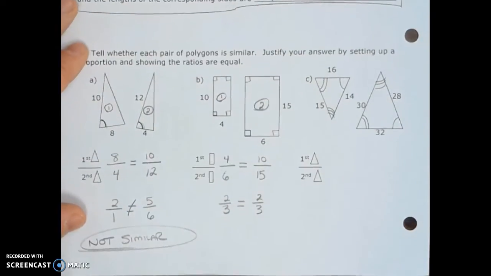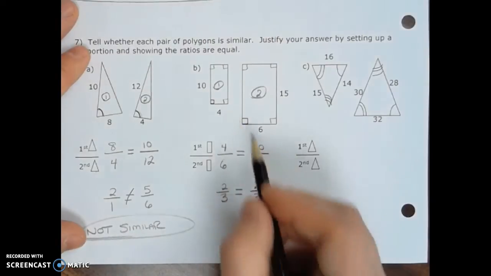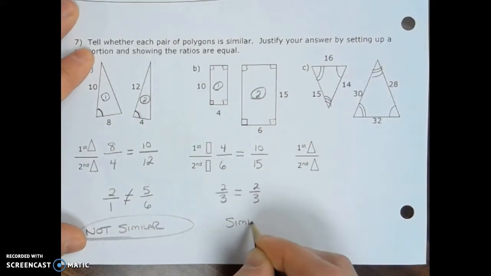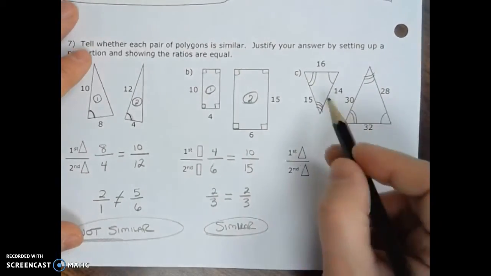These are equal to each other, so I know that the corresponding sides are proportional and the corresponding angles were congruent, so these two rectangles are similar. These are similar to each other. Okay, in part C, I've got two more triangles.